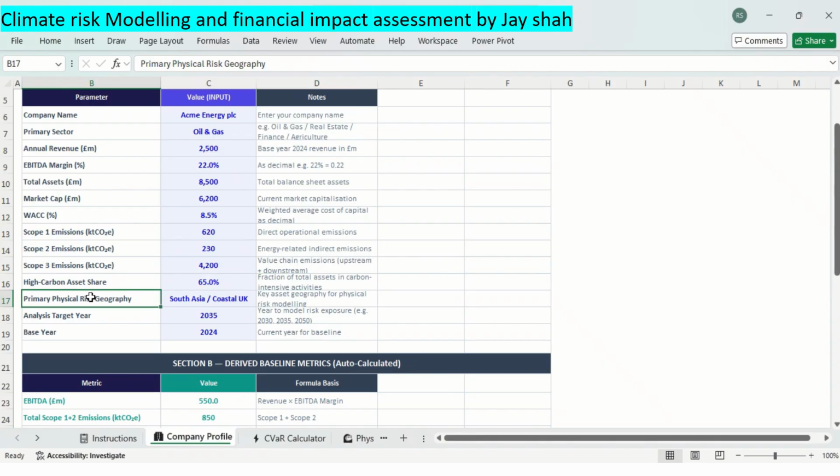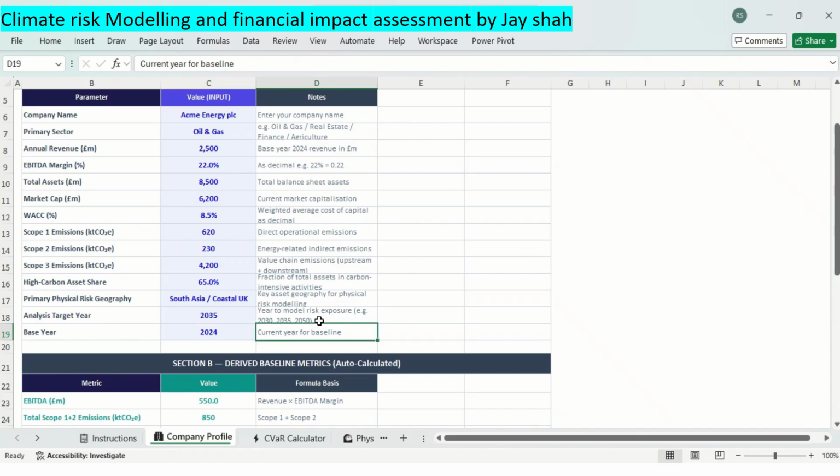Then comes the analysis section, where primary physical risk geography is just a location. Then the analysis target year is the target year for the scenario analysis, used to compute years to target, which drives the timeline calculations. Here I mentioned 2035, and the target year should be nearby or medium term. Then the base year, the data we are using, is simple but important. It anchors all time-dependent calculations as well.